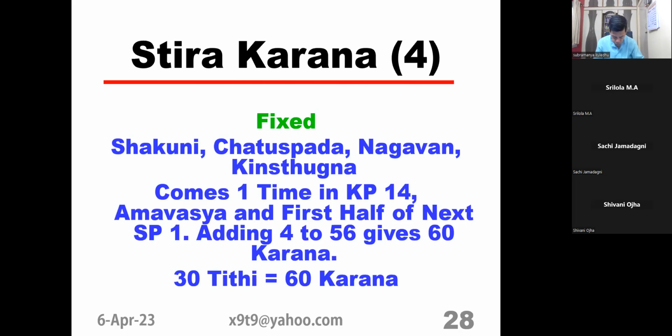So, the Sakuni, Chatuspada, Nagavan, Kinstugna, these 4 come only one time in the Krishna Paksha. That is Krishna Paksha Chaturdashi, Amavasya, and first half of the next Shukla Paksha, Padya. So 7 into 8, which we have repeated for all the other days, 56, plus these 4 become 60, therefore 30 Tithi becomes 60 Karna. Is that point clear? Okay. Yes, sir.